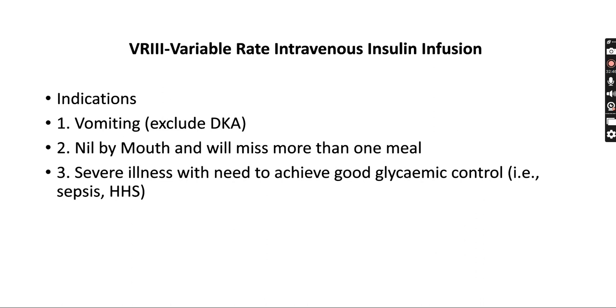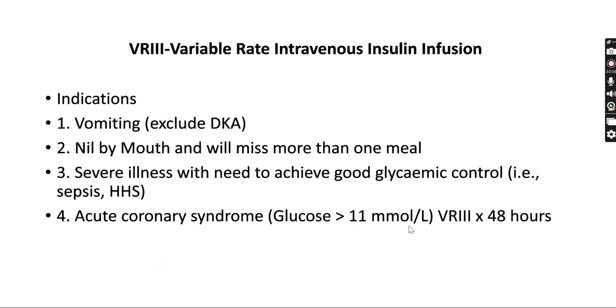And in some conditions of severe illness, like severe sepsis, recovery from ACS after 48 hours, and HHS, hyperosmolar hyperglycemic syndrome, it's safer to put them on variable rate intravenous insulin infusion. Last but not least, anybody with a troponin rise, chest pain, or ECG changes with a blood glucose of 11, by giving the variable rate intravenous insulin infusion, intensive glucose control for 48 hours can improve outcome.